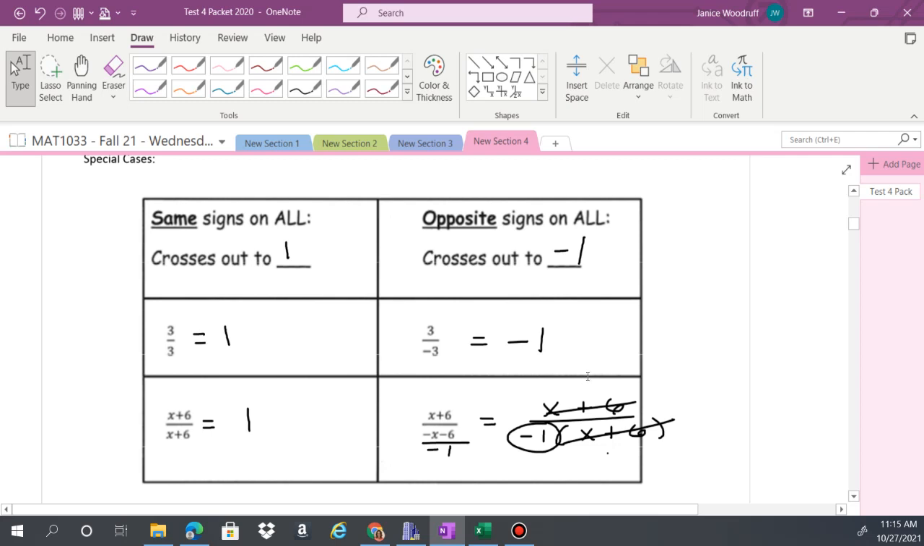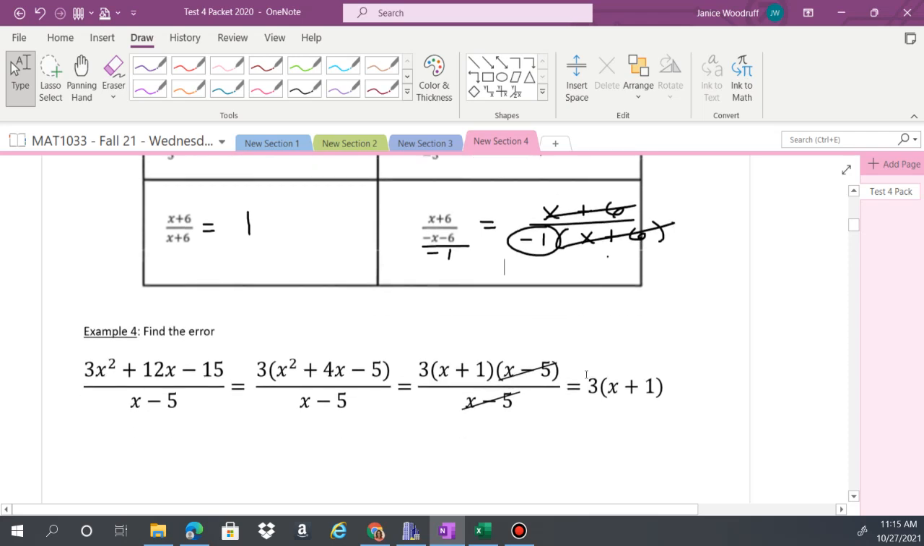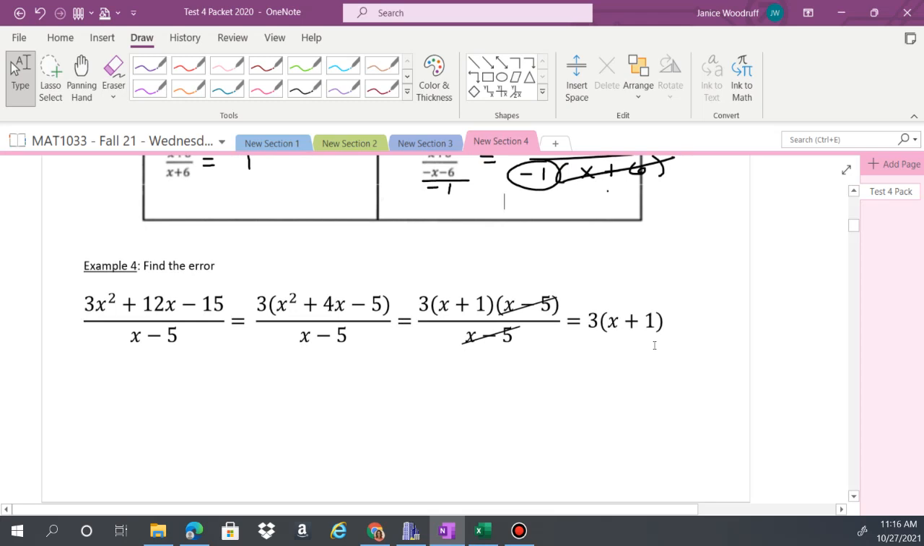Okay, now let's look at an example where we're simplifying, but it's actually wrong. So it looks like here, I'm taking this 3x squared plus 12x minus 15, taking a GCF of 3 out, then factoring it, and I end up with this answer here. So just take a look at that for a minute. See if you can find where the error is.